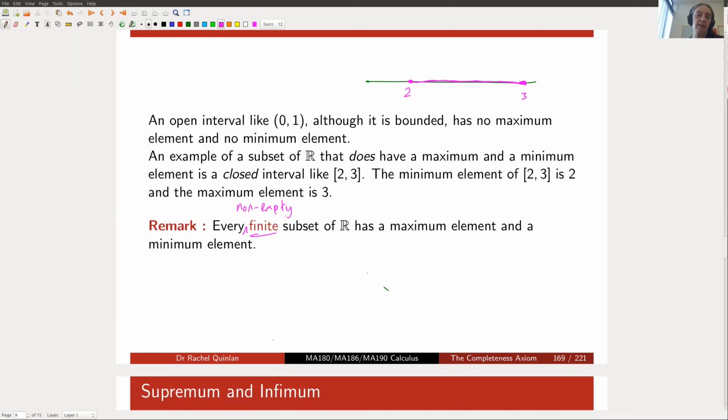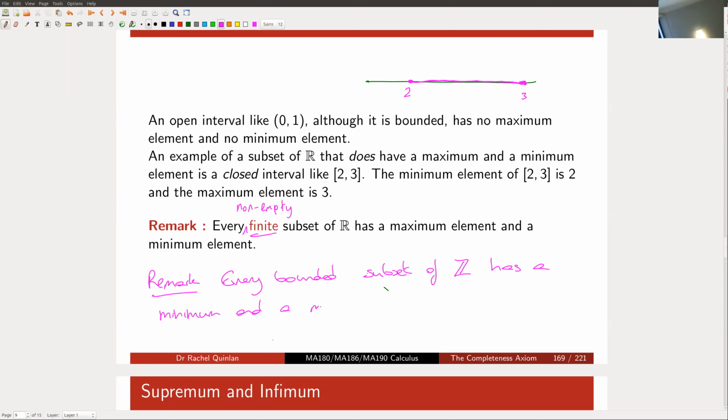And another remark, maybe I'll just write this down too, is that every bounded subset of the integers has a maximum and a minimum element. Well, again, at least if it's not empty.